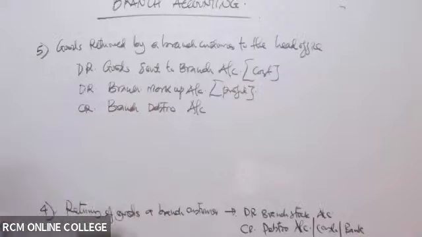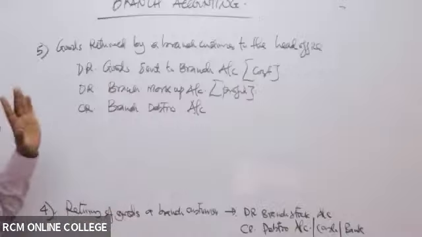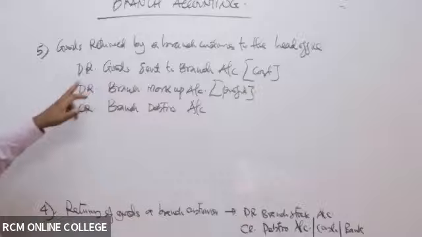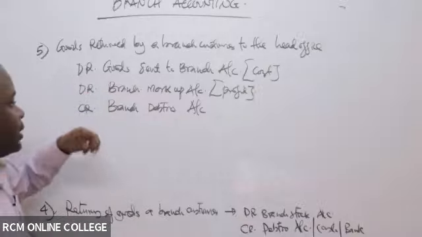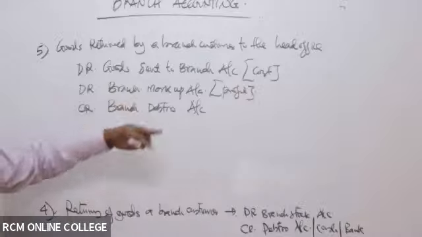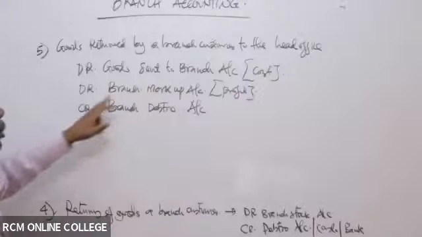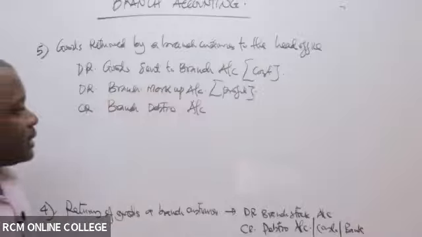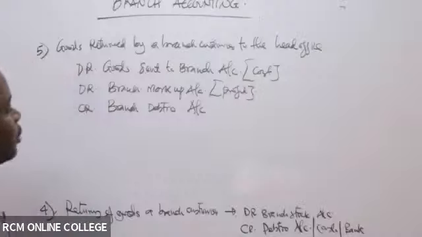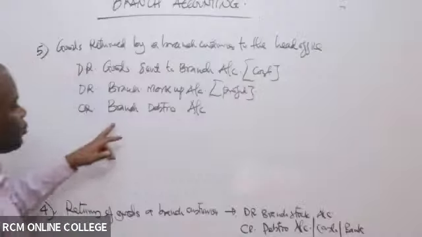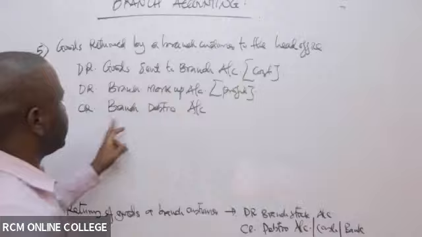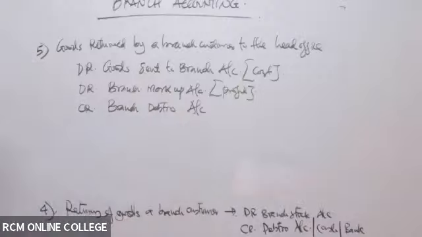The branch markup account. But in this case, the goods were supposed to be returned to the branch. It's only that they have been returned to the head office. It's like the goods for the branch are going to the head office. So you debit the goods sent to the branch, like what is happening in number 2. You debit the branch markup account. But now it will be reducing the debtors. It won't be reducing the inventory of the branch at the branch level, but it will be reducing the debtors. The overall debtors of the branch will be reduced. So in this case, you credit the branch debtors account.